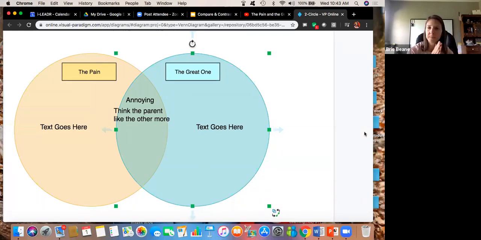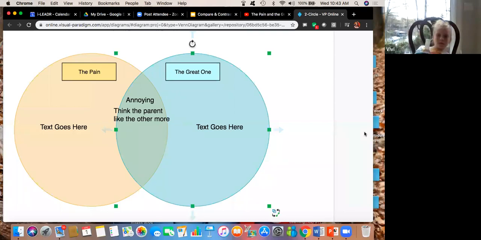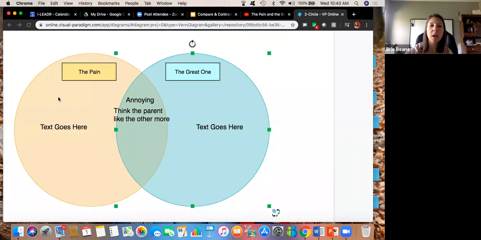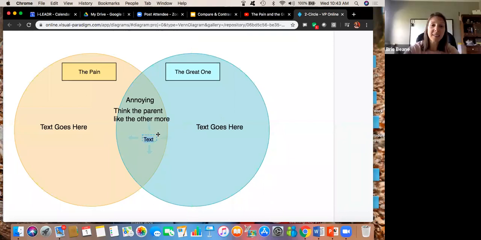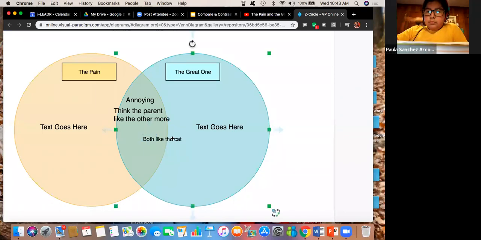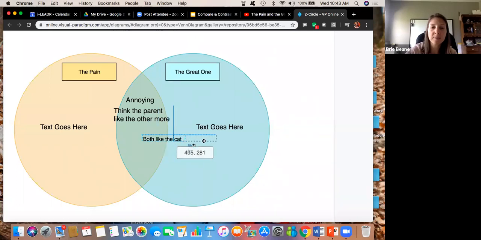Allison. What's something that you have either on the pain side, the great one side, or down the middle for the similarity? They both like the cat. They both like the cat. Good job. So that goes where, Allison? Over here? Middle. Oh, in the middle. They both like the cat. Good job. What's another thing?